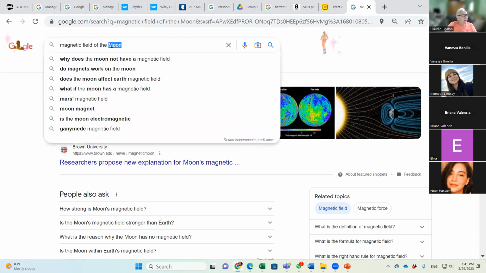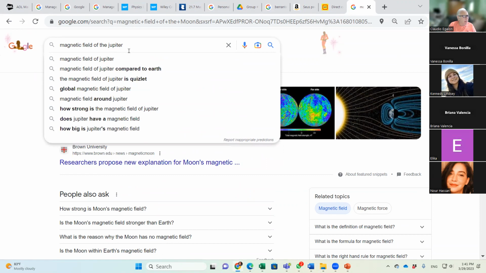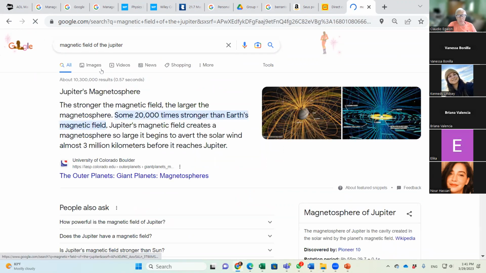Okay? Jupiter has a magnetic field. By the way, people say that the magnetic field of Jupiter is the largest structure in the solar system, even larger than the sun's magnetic field. The stronger the magnetic field, the larger the magnetosphere, some 20,000 times stronger than the Earth's magnetic field. So large it begins to avert the solar wind almost 3 million kilometers before it reaches Jupiter.